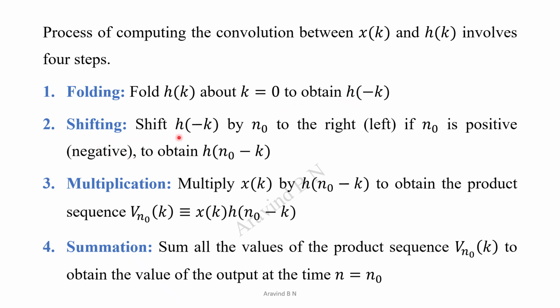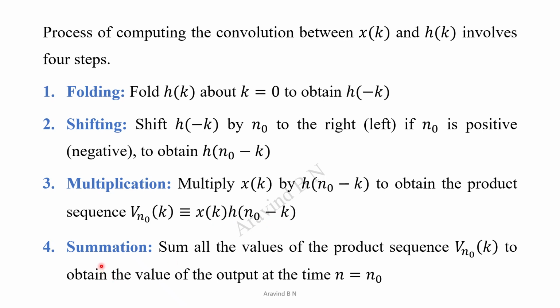Shifting: shift h of minus k by n naught to the right if n naught is positive and to the left if n naught is negative to obtain the sequence h of n naught minus k. Then multiplication: multiply x of k by h of n naught minus k to obtain the product sequence given by x of k into h of n naught minus k.